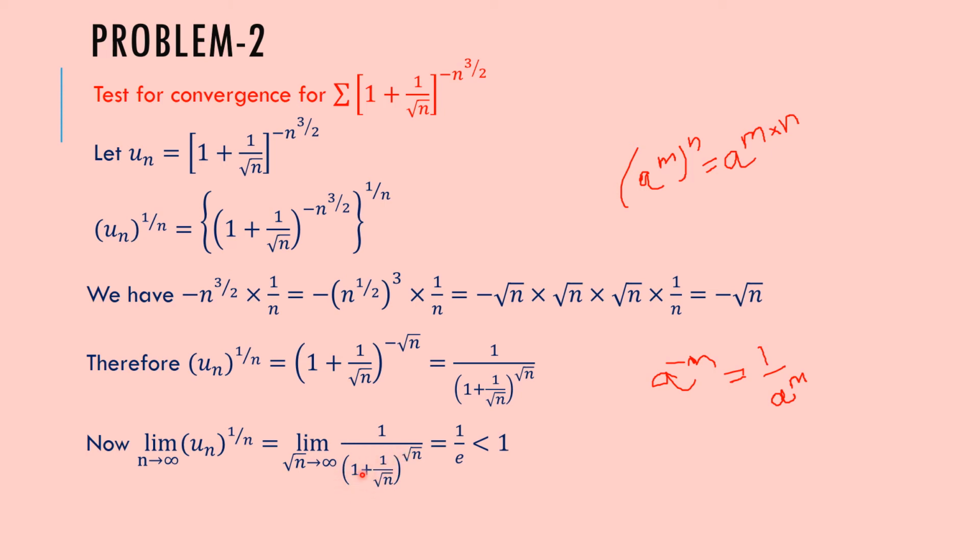Therefore, limit of the numerator is 1, because it is constant. Limit of the denominator is e. We know that if we have function in numerator and denominator, we can apply limit to numerator, which is 1, and limit of denominator, which is e. And e is something like 2.7, and 1 by that value is obviously less than 1. Therefore, this limit is less than 1. Hence, by Cauchy's root test, sigma un is convergent.